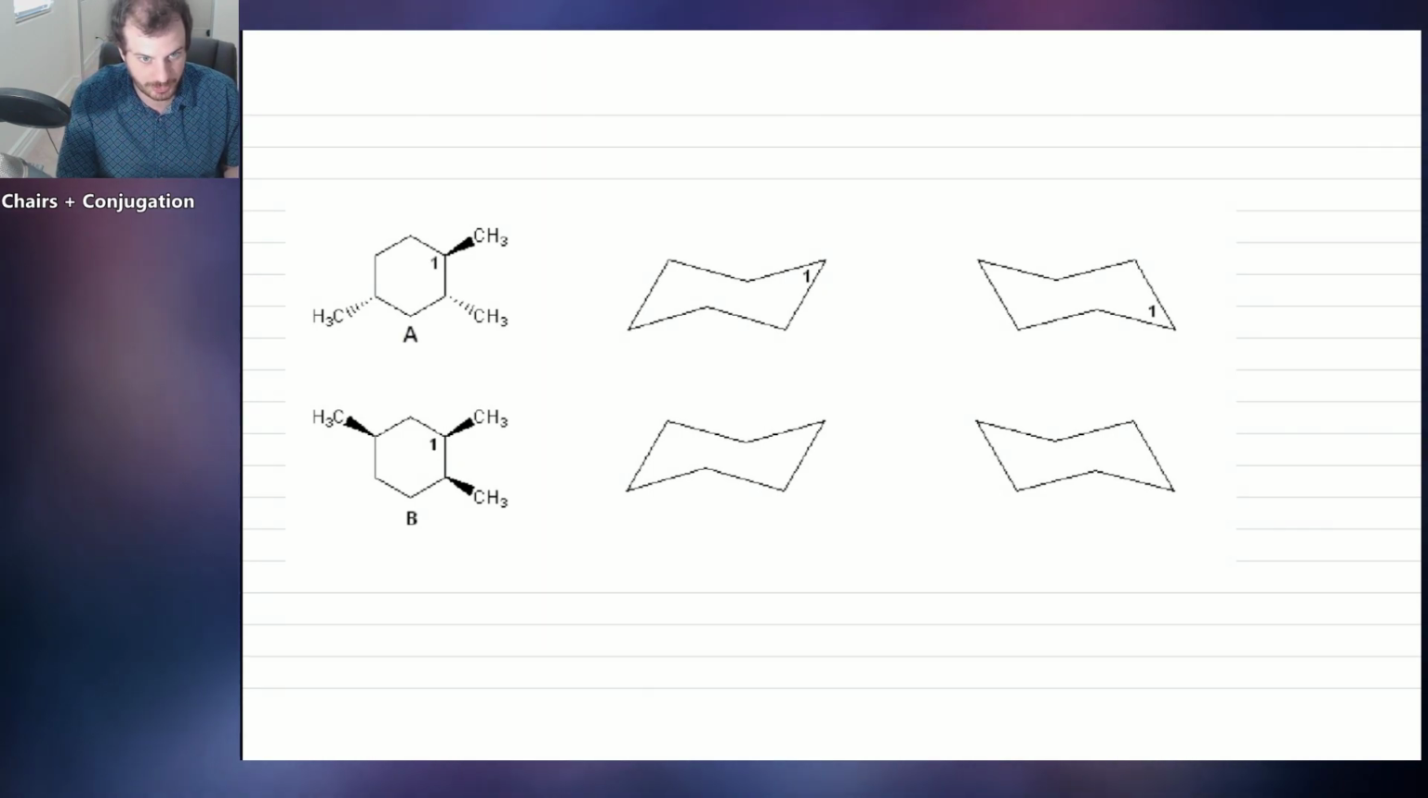So at position 1, we have a methyl group and it's facing up. On our next carbon over, we have a methyl group and it's facing down. And then 2 carbons over from that, we have another methyl group that's facing down. Okay, so that's the first chair form. Now let's do the chair flip.